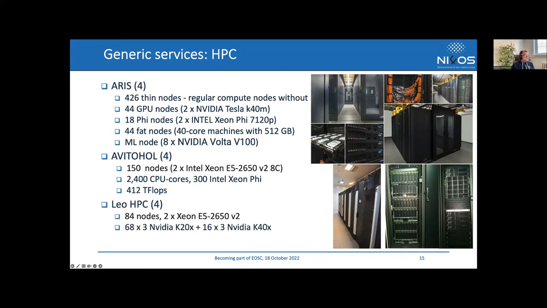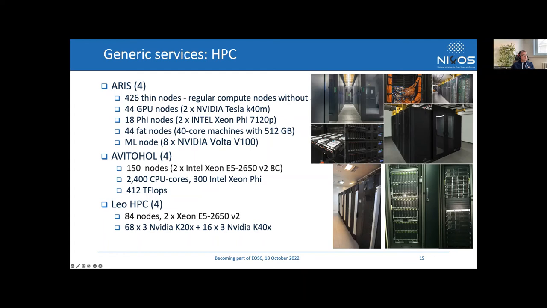In the region, we have a large installation known as ARIS, a supercomputer provided by GRNet, installed in Athens. ARIS is a heterogeneous machine. As you can see, there are more than 400 thin nodes. These are regular compute nodes without additional cards, GPU or other. Then there are 44 GPU nodes.